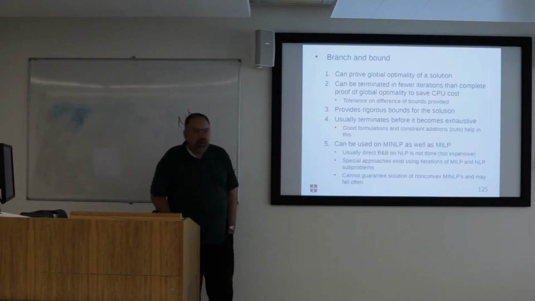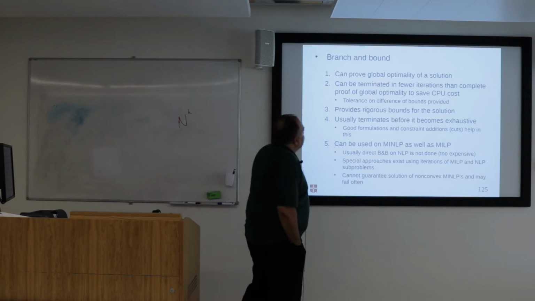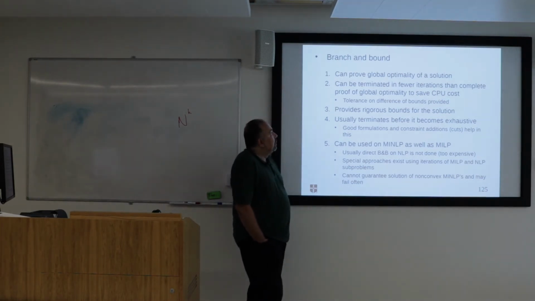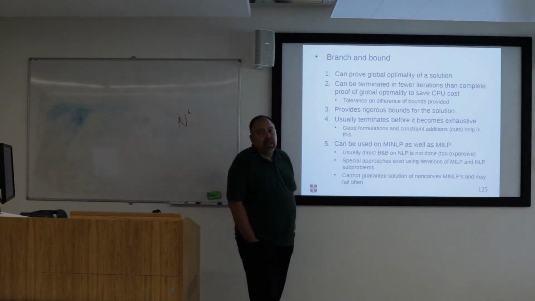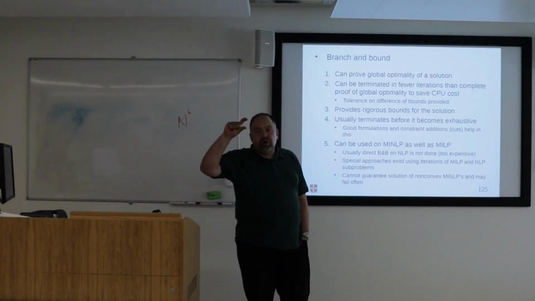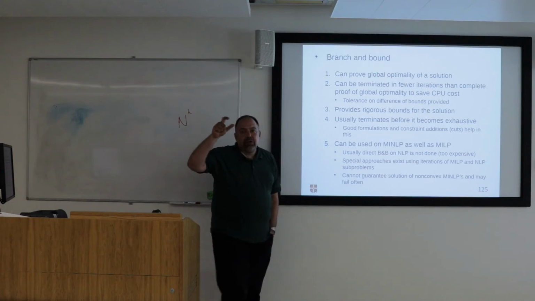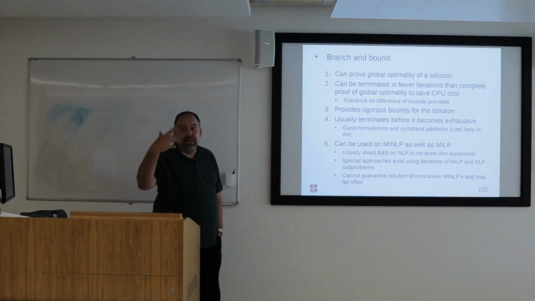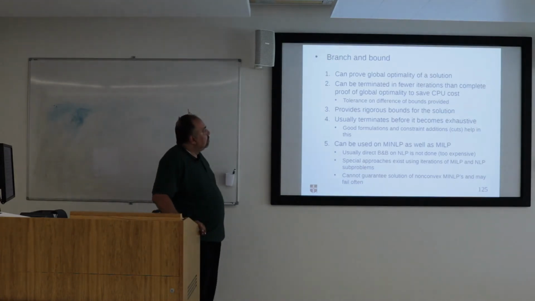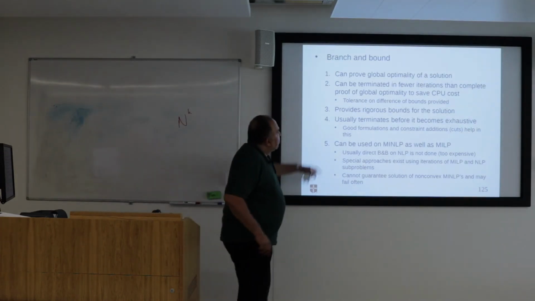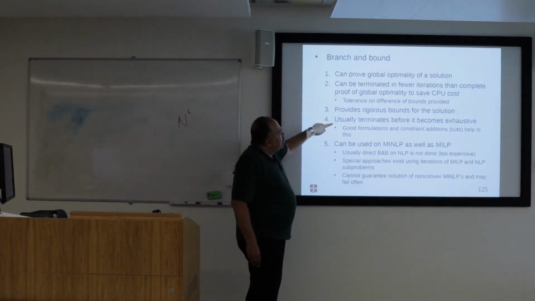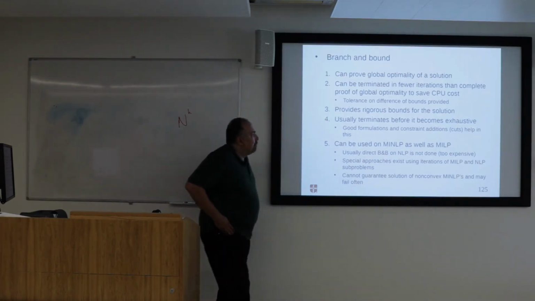So branch and bound can prove global optimality of a solution. It can be terminated in fewer iterations than a complete proof of global optimality. I may prescribe a tolerance between my two bounds and terminate earlier, because it might still take combinatorial time to converge. It provides rigorous bounds for the solution, which is a good thing, and usually terminates before it becomes exhaustive.